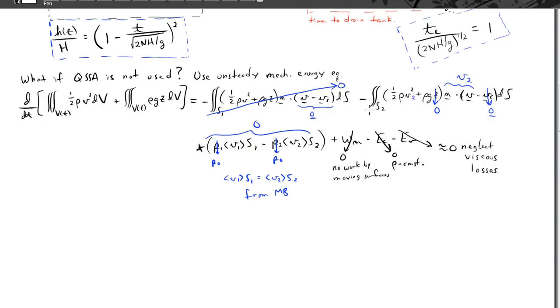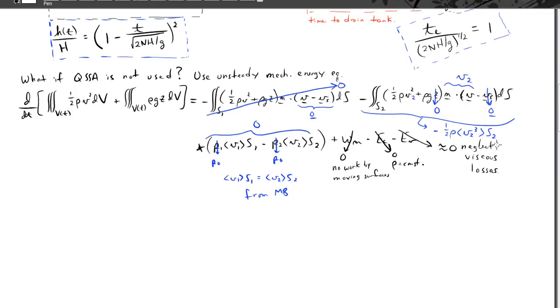So this entire integral here becomes minus 1/2 rho times the average of V2 cubed, multiplied by surface area S2, which is simply pi r0 squared. So finally now, we have to estimate the kinetic energy term per unit volume.